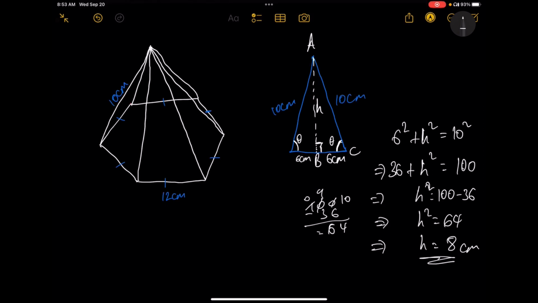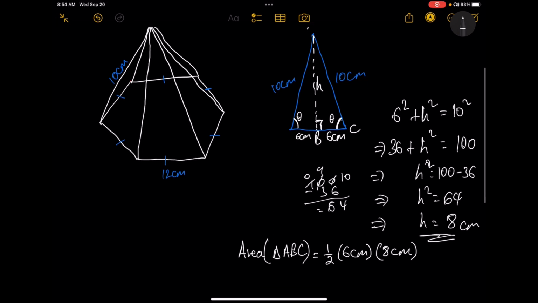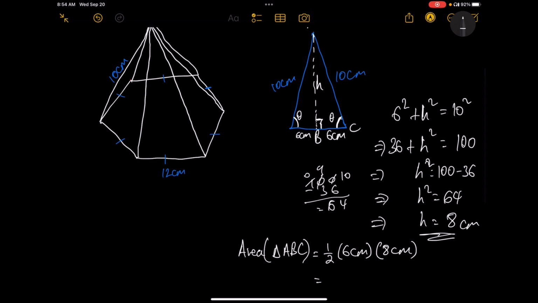I can calculate the area of triangle ABC. Okay, what is the area of triangle ABC? The area of triangle ABC is equal to 1 over 2 times the base. What is the base? It is 6 centimeters, BC, times height. What is the height? The height is 8 centimeters. That will be 1 over 2 times 6 times 8, which is 24 centimeters squared. That is the area of triangle ABC.